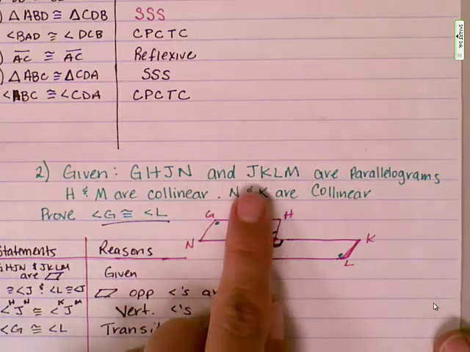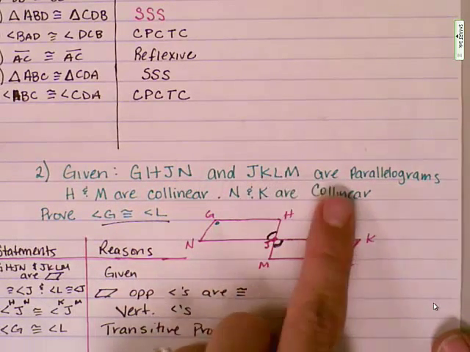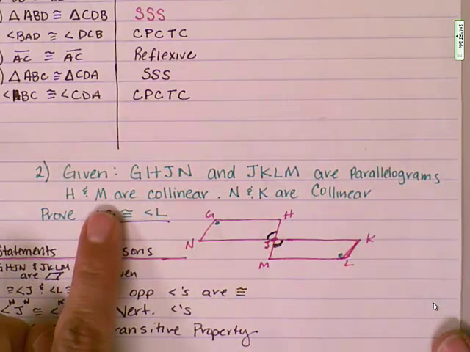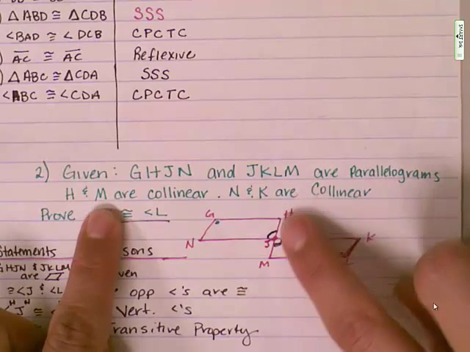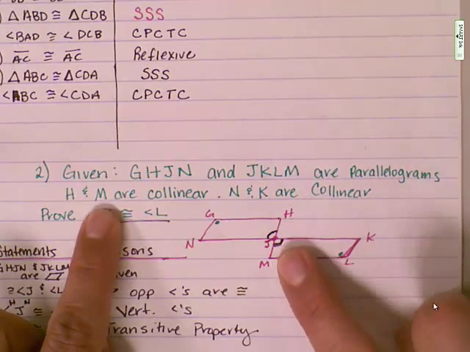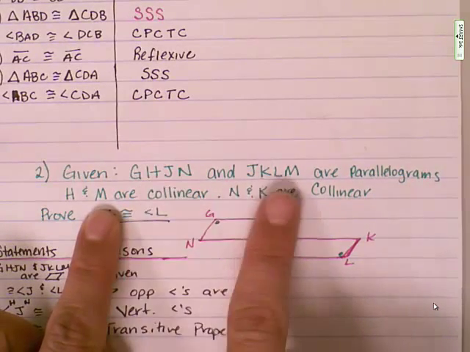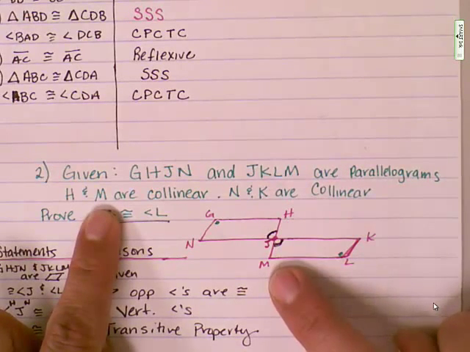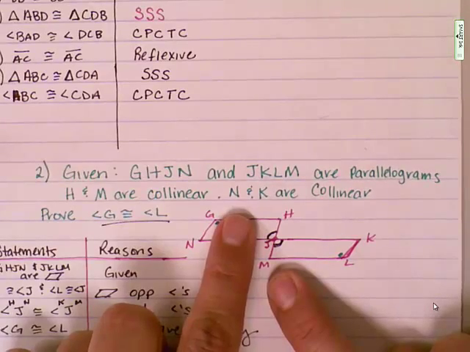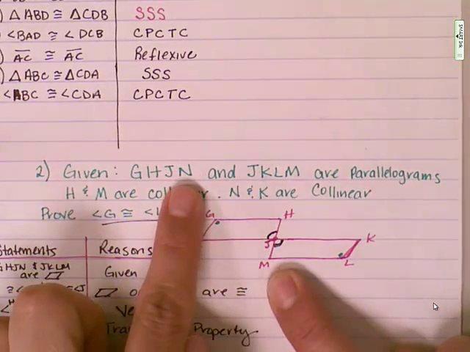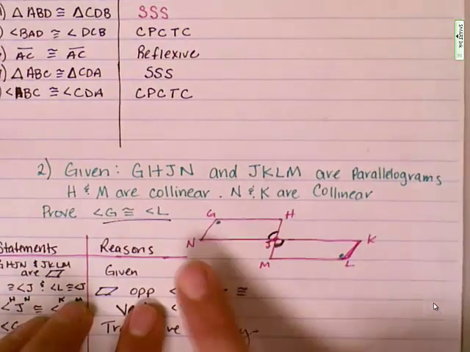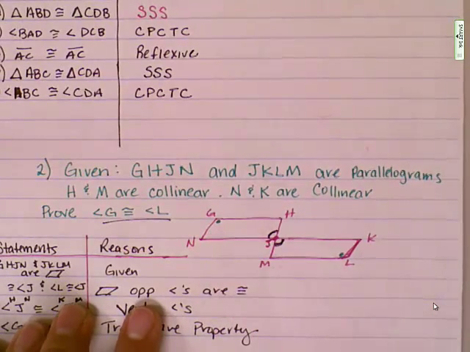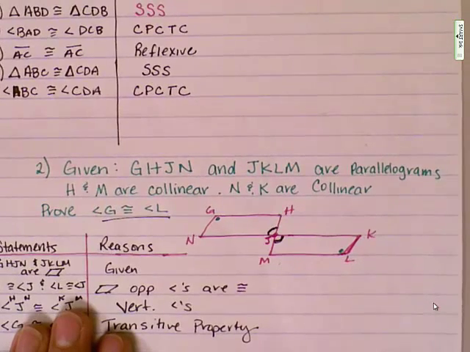GHJN and JKLM are parallelograms, it says that H and M are collinear. That means H and M, even though they are not on the same parallelogram, H is here, M is over here, they are on the same line. And it also says that N and K are collinear. N is in this parallelogram, K is in this one, but they're on the same line. So I was able to draw the parallelograms like this. They're touching at that corner.